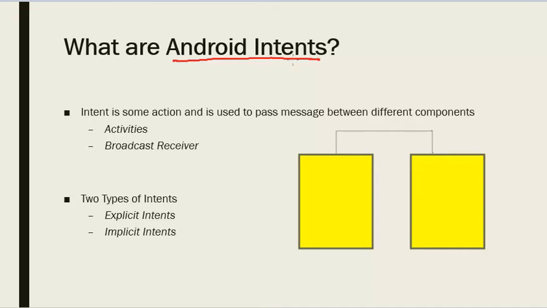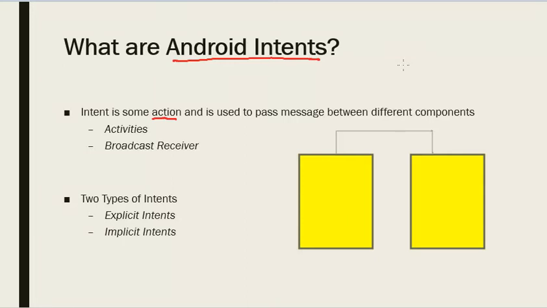So from one activity to another, between fragments, or you have these broadcast intents for broadcast receivers, or if you want to start a service or another background service, whatever. So you need intents for this purpose. And what is the definition here? Intent is some action or operation, and is used to pass messages between different components. Of course, you can pass any kind of messages: strings, integers, objects, whatever.